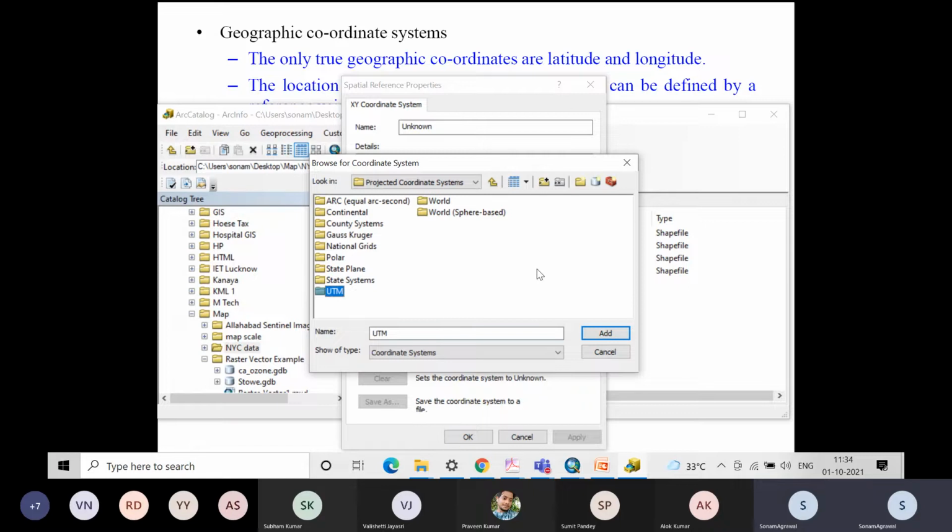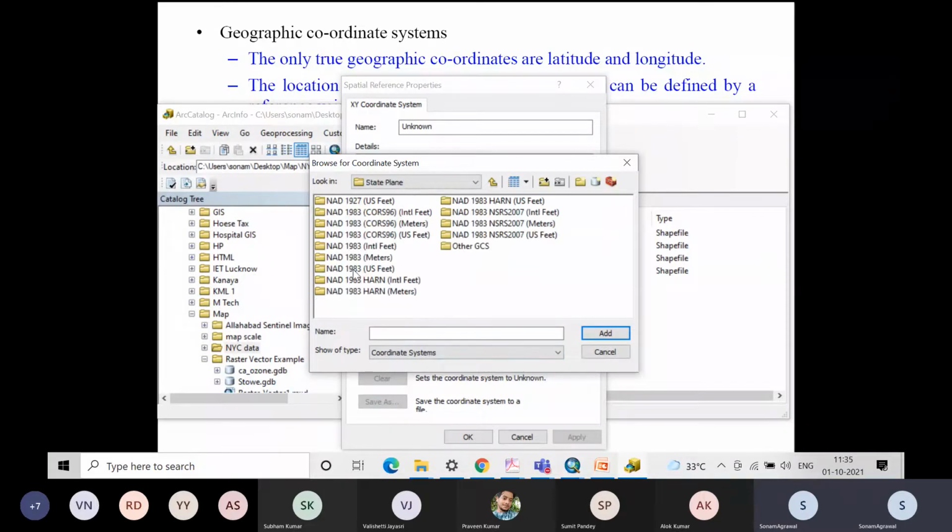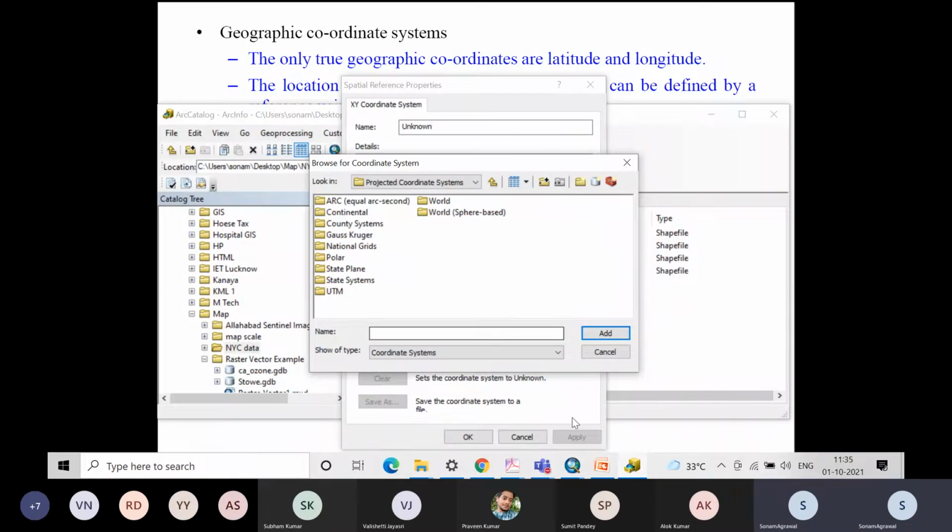Projected means the spherical, ellipsoidal earth is projected onto a flat surface. If you have to compute area, distance, length, perimeter, all these will be computed on a flat surface. So that's why we need to move to the projected coordinate system. One of the most popular ones is the UTM coordinate system that we have already learned. There are other options also over here. This State Plane Coordinate System, we have already seen some examples earlier.